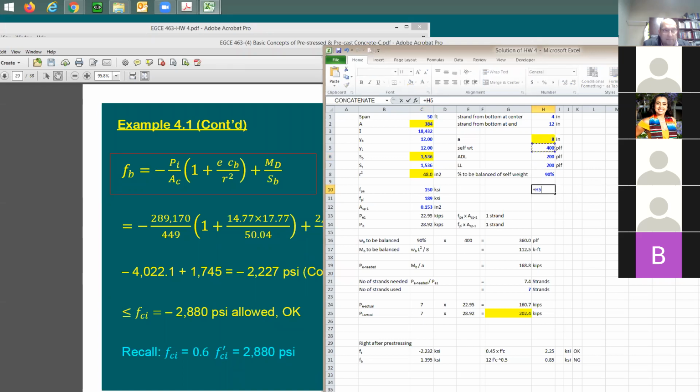Professor, what value do we use for the MD again? MD is going to be this number multiplied by the span squared divided by 8. Which is right here. Yes, Ammar, tell me, what did you get?